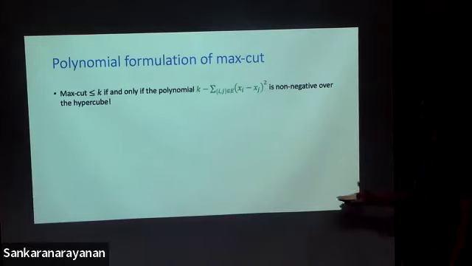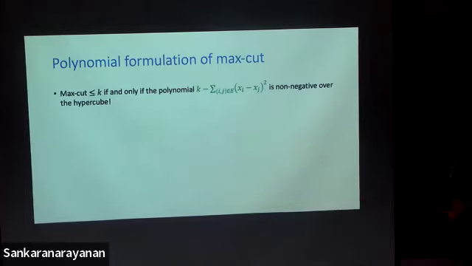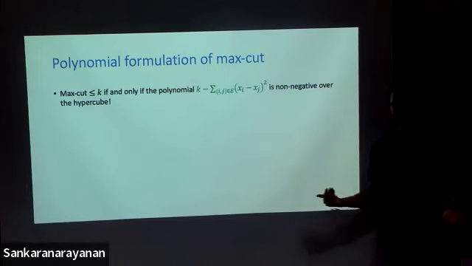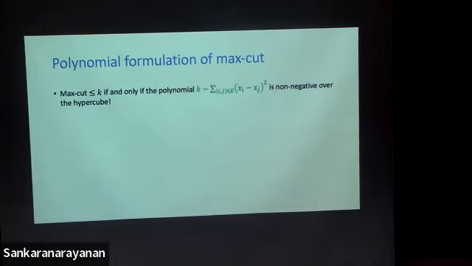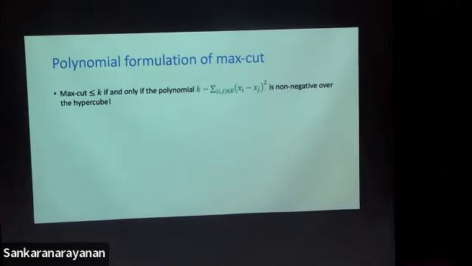So in particular, what we are saying is that if you can prove that this polynomial is non-negative over the hypercube for some particular value of k, then you can indeed solve the max cut problem. Why is that? Because in some sense, you basically want to find the smallest k for which this polynomial is non-negative. And the smallest k for which this polynomial is non-negative would be equal to the max cut value.